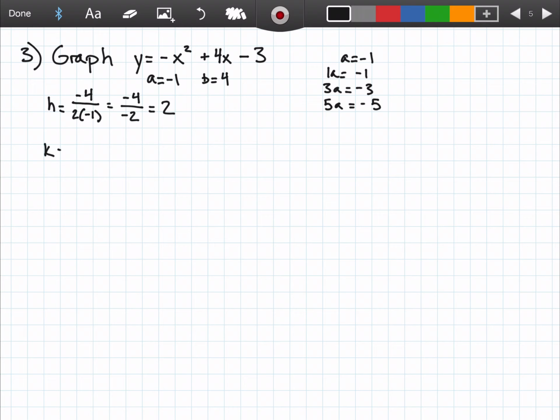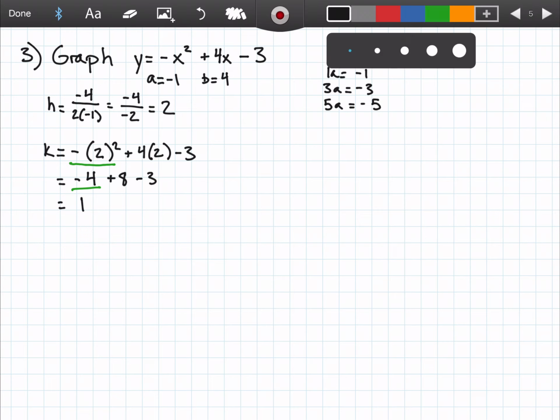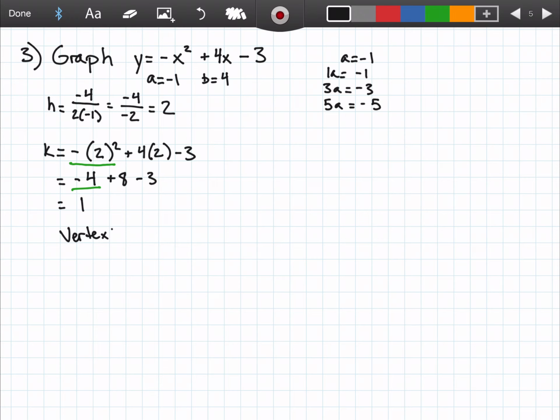Great, and now the y-coordinate of my vertex, I just need to plug this in. Once again, you're welcome to use your calculator, or you can just do it by hand. Negative 4 plus 8 is 4. Okay. In case you're wondering, notice in this step, the squaring was attached to the 2, not to the negative, which is why it stays at negative 4. So we have our vertex of 2, 1.